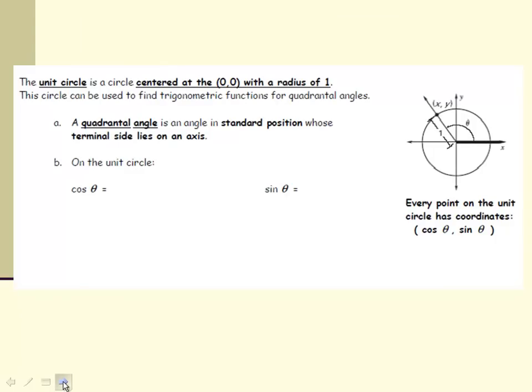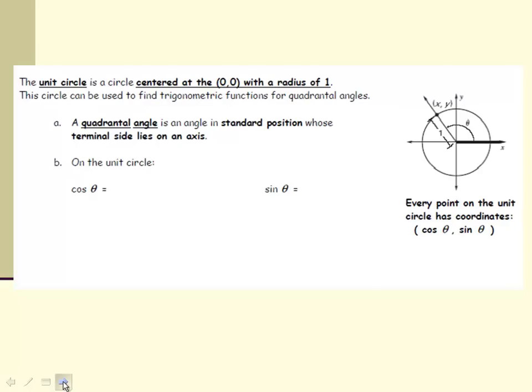Okay, the next topic is the unit circle, a circle centered at (0, 0) with a radius of 1. You've already seen these; we've already talked about the unit circle. The circle can be used to find trigonometric functions for quadrantal angles. So what does that mean? Well, a quadrantal angle is an angle in standard position whose terminal side lies on an axis.